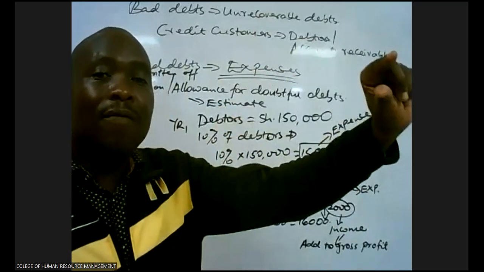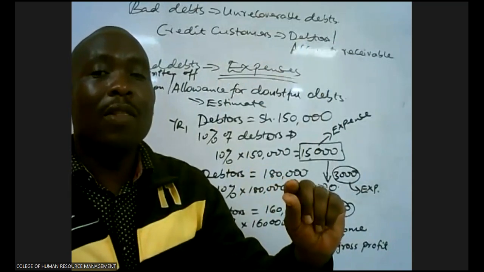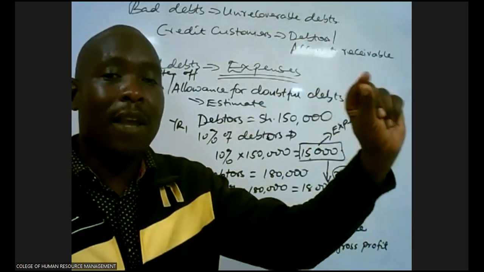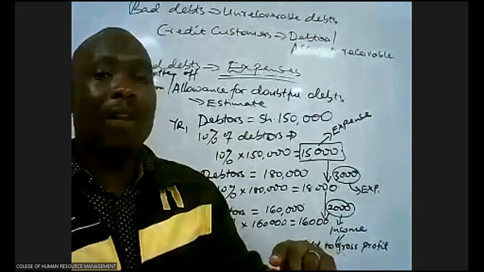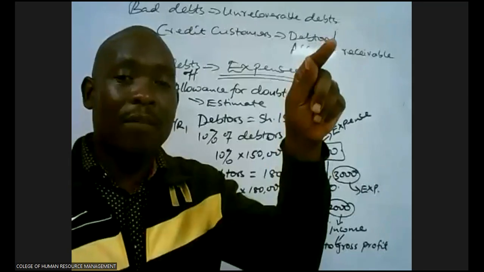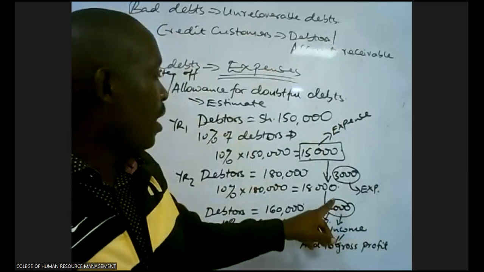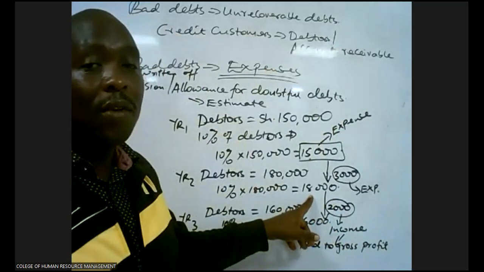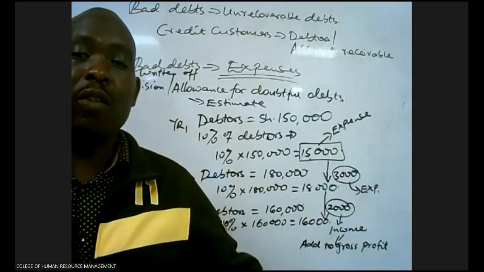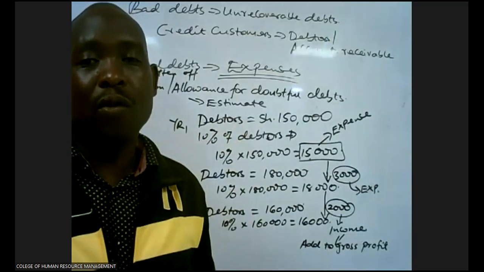So you will be given the figure for doubtful debt at the start, and then you will be told to calculate the doubtful debt at the end. Then you determine if the figure at the start was this, and at the end I've calculated it is this. You ask yourself, has it increased or reduced from the figure at the start? If it has reduced, like it has done here, at the end of year 2, the provision was 18,000. At the end of year 3, it has gone down to 16,000. It has reduced by 2,000. This 2,000 we shall add it to the gross profit.